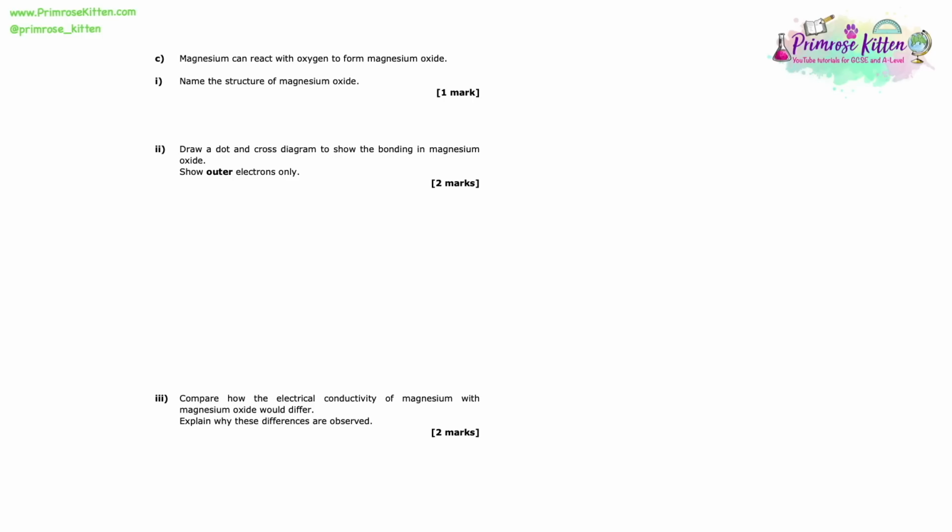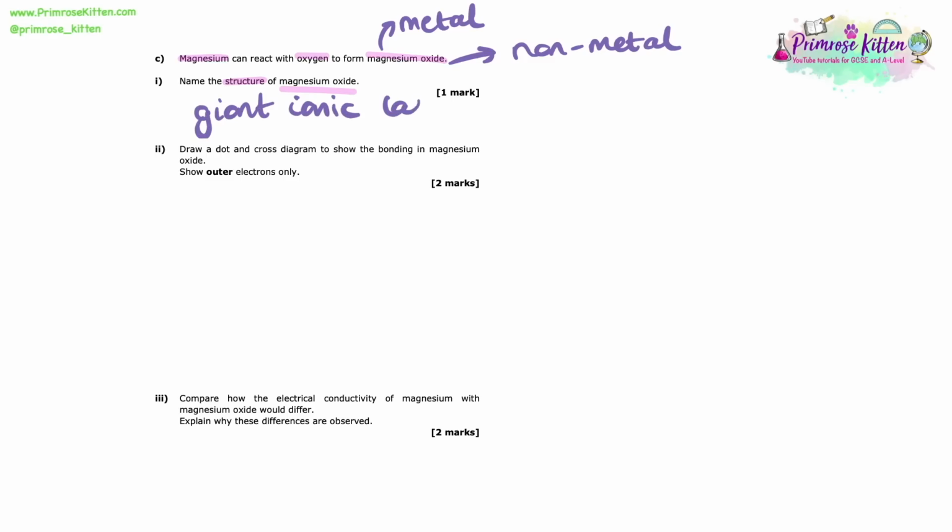Magnesium can react with oxygen to form magnesium oxide. Here we're asked to name the structure of magnesium oxide. So to answer this, we need to recognise whether the magnesium and the oxygen in the oxide are metals or non-metals. We should know that magnesium is a metal and oxygen is a non-metal. And when those come together, we form an ionic bond. Now the structure of things that are ionically bonded is always going to be a giant ionic lattice. And so that is our answer here.